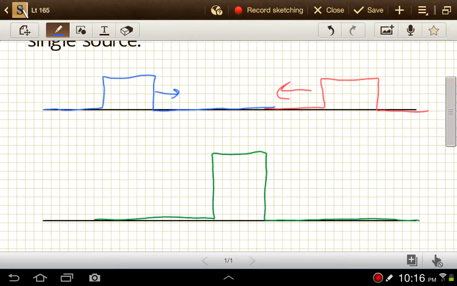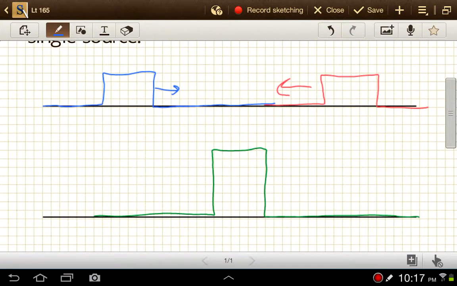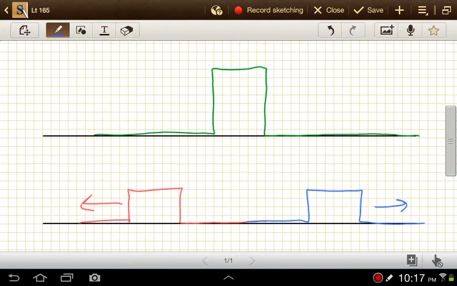So if we had these two waves that each had an amplitude, say, of 10 centimeters, then for just this one moment we would have an amplitude of 20 centimeters. And then back to having two separate waves.